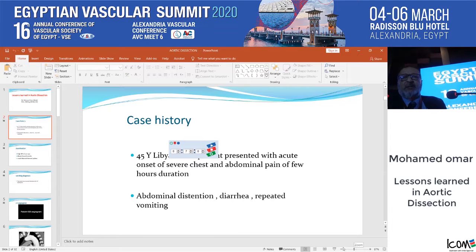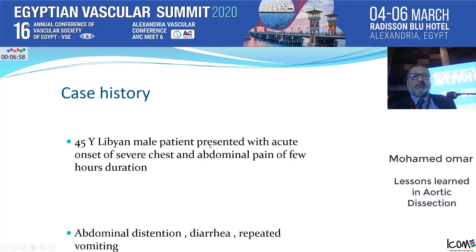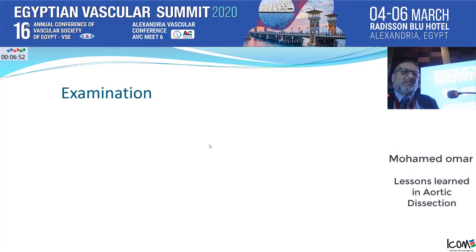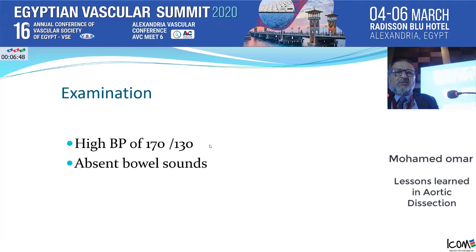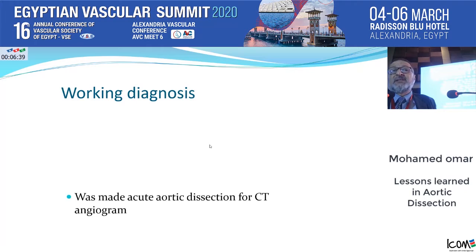This was a patient from Libya. He is 45 years of age, and he is actually a fit patient. He was just hypertensive for about 5 years, and he came with abdominal pain and severe chest pain. On examination, blood pressure was 170, but he had absent bowel sounds and weak bilateral femoral pulses. The working diagnosis was aortic dissection.